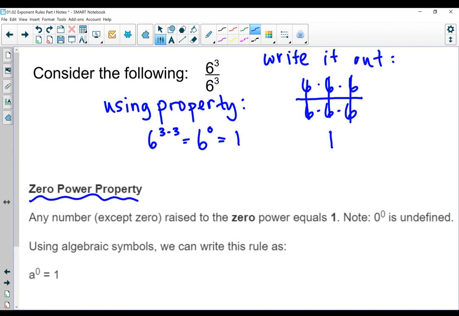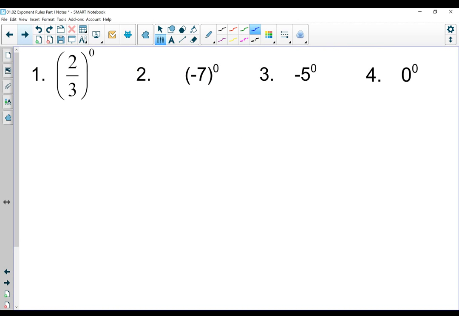So our zero power property is that any number except 0 raised to the 0 power equals 1. And we just want to note that 0 to the 0 power is undefined. Using algebraic symbols, we can write the rule as a to the 0 power equals 1. And so here, remember, a means anything. It's that variable. So anything to the 0 power equals 1. So let's go ahead and practice that: anything to a 0 power equals 1.